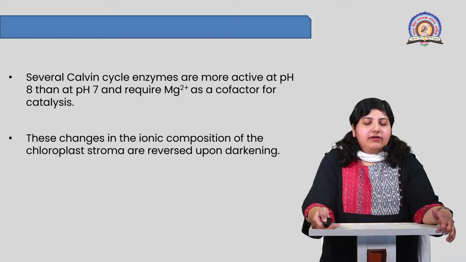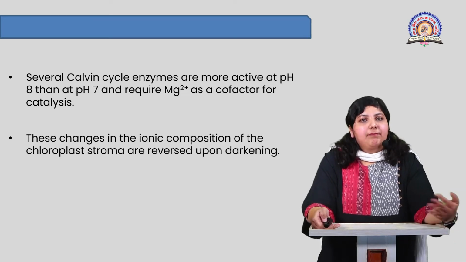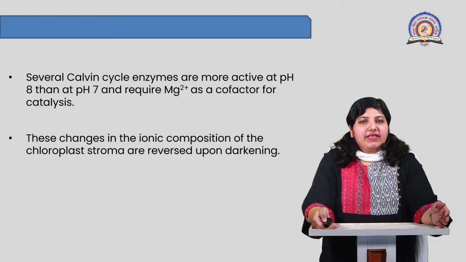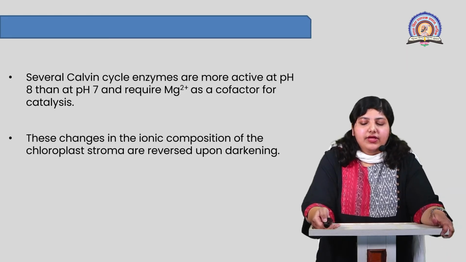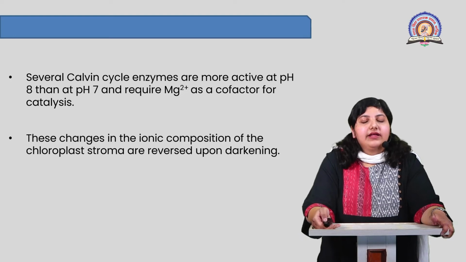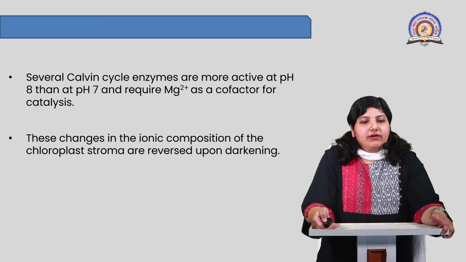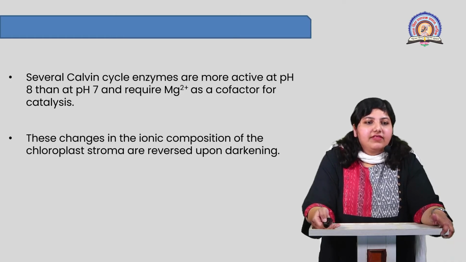And we have seen that because of sunlight, these protons are pumped out. So the pH has increased from a slightly acidic pH to a basic or alkaline pH. So at pH 8, these enzymes are more active. And we also know that magnesium ion acts as a cofactor for the working of these enzymes. So this is one mechanism, that light dependent ion changes also activate these enzymes.